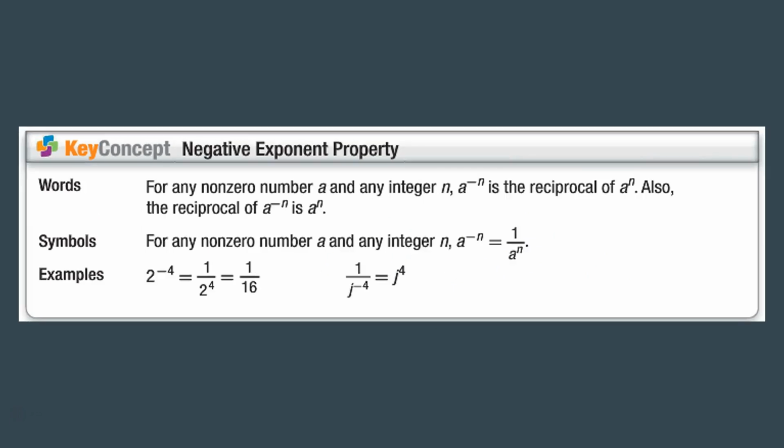Then we have the negative exponent property. For any non-zero number a and the integer n, a to the negative n power is the reciprocal of a to the n. Also, the reciprocal of a to the negative n power is a to the n. So we have 2 to the negative 4th power, put it over 1, and now this becomes positive, and we can simplify it from there.